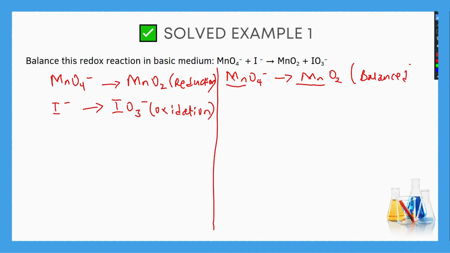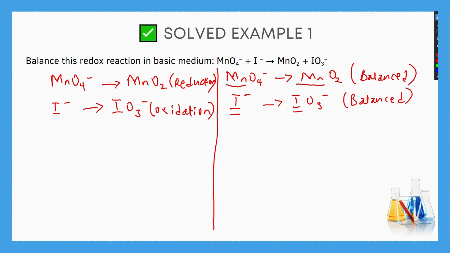Manganese here is balanced. For the next equation, we have I- giving us IO3-. The only atom here apart from oxygen and hydrogen is iodine. And in this case, iodine is also balanced because we have one atom of iodine on both sides of the equation. So that rule has been taken care of and it is balanced.